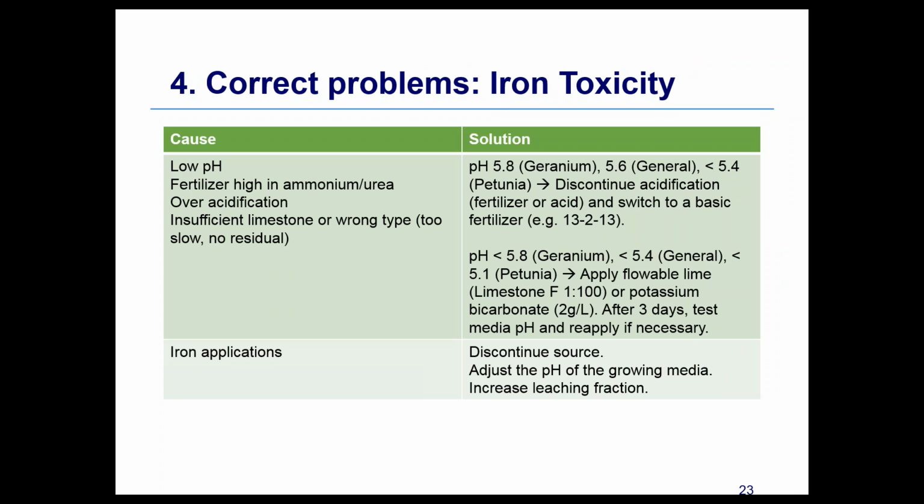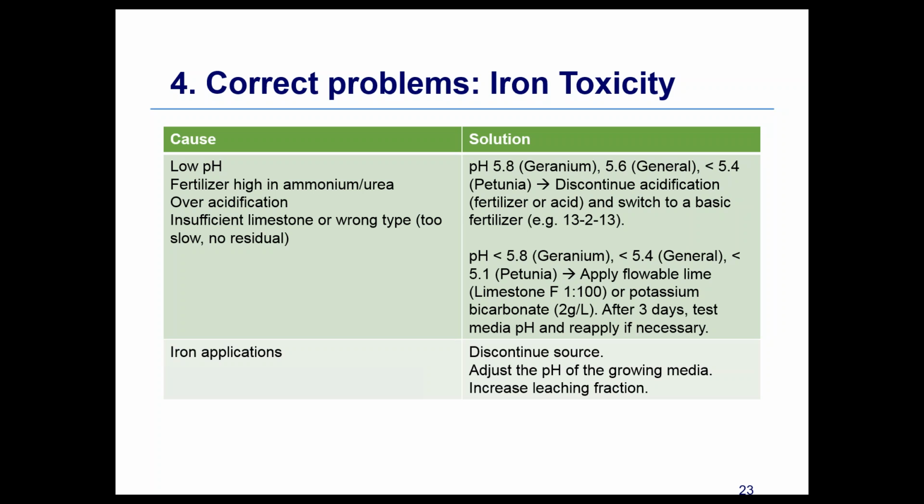And now we're going to talk about correcting the problems. We're going to breeze through this. When we think about iron toxicity, again, high iron means low pH. That tends to be the problem. And the causes of low pH can be either from your fertilizer source, like I mentioned, a lot of ammonium and urea, you're injecting acid, or there's insufficient limestone or the wrong type. Maybe it's something that's too slow or there's no residual.